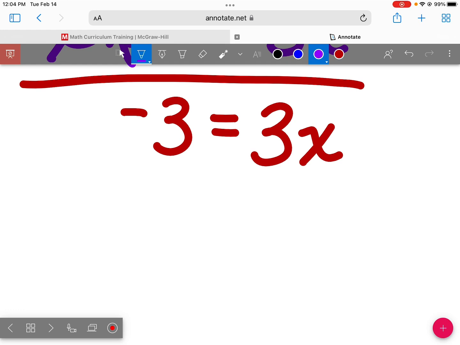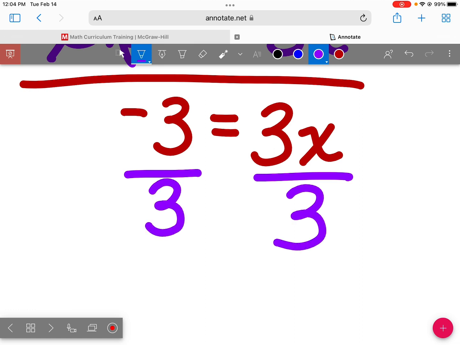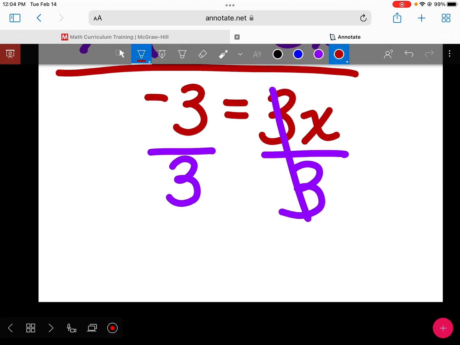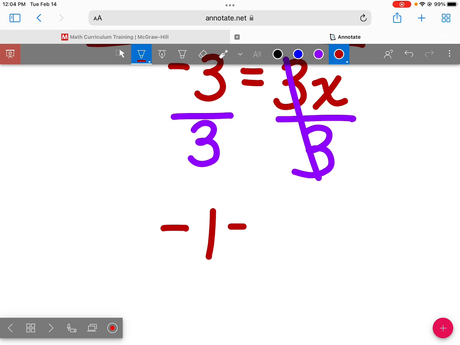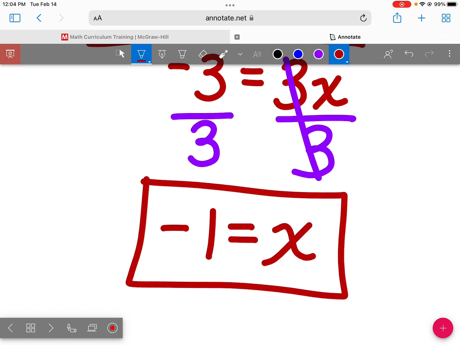How do I solve it from here? How do I decide whether I divide by positive 3 or negative 3? Yes, whatever's next to the x, that's what I need to divide by. So we're going to divide by positive 3. We get negative 1 equals x. Let's do part B and we'll wrap it up there for today, okay?